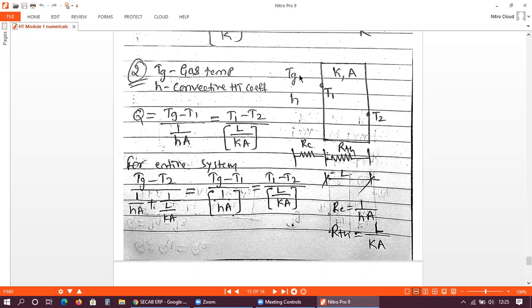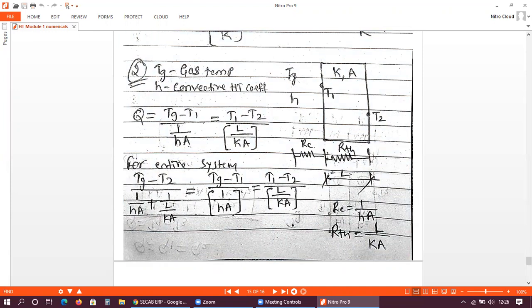So the temperature of the gas is Tg. Tg is the temperature of the gas, right? So the gas is at a higher temperature. We assume it so as per our problem. Usually in ovens, the temperature of the gas inside the furnace is higher, right?